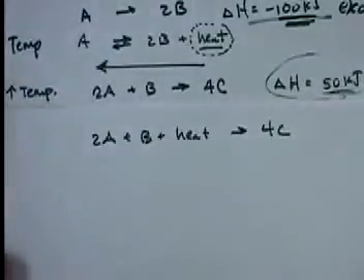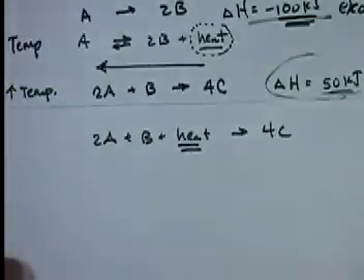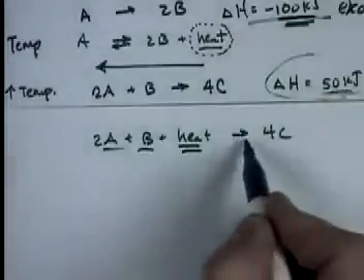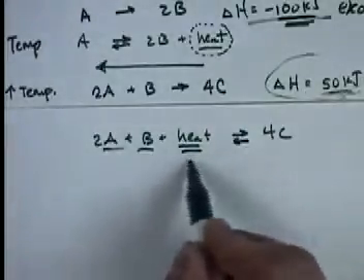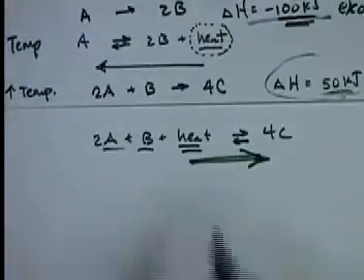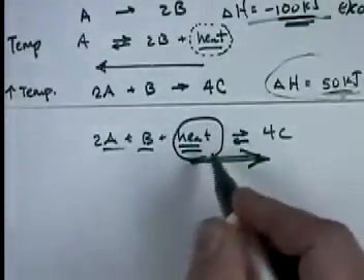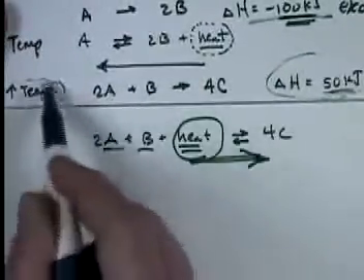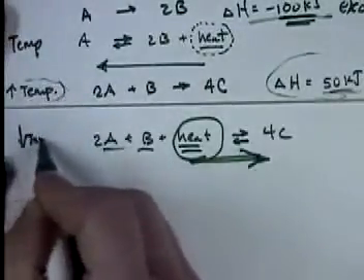Well, if I increase the temperature, I'm increasing the amount of heat right here. And just like if I increase the concentration of A or B, I'm going to shift the reaction to the opposite side. So therefore, the reaction should shift to the right. It should shift to the right because I'm increasing the amount of this by saying I'm increasing the temperature of my reaction. How about if I decrease the temperature of this?